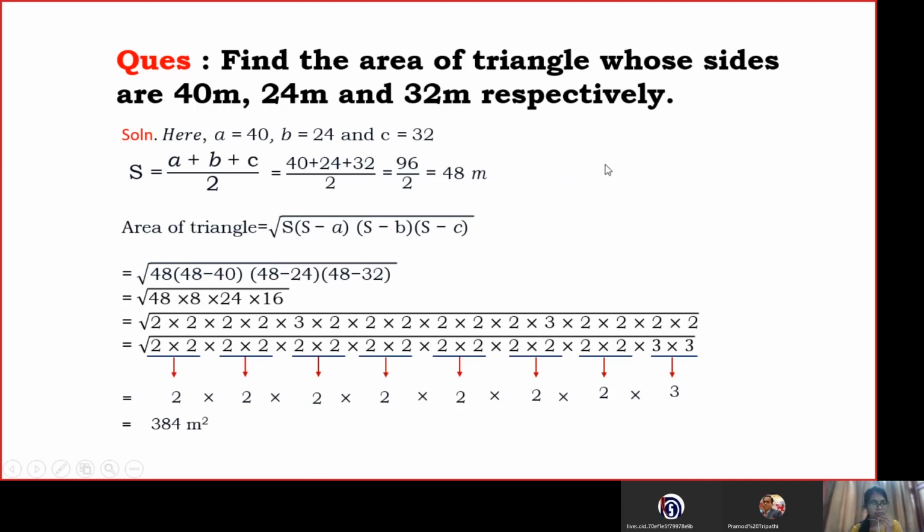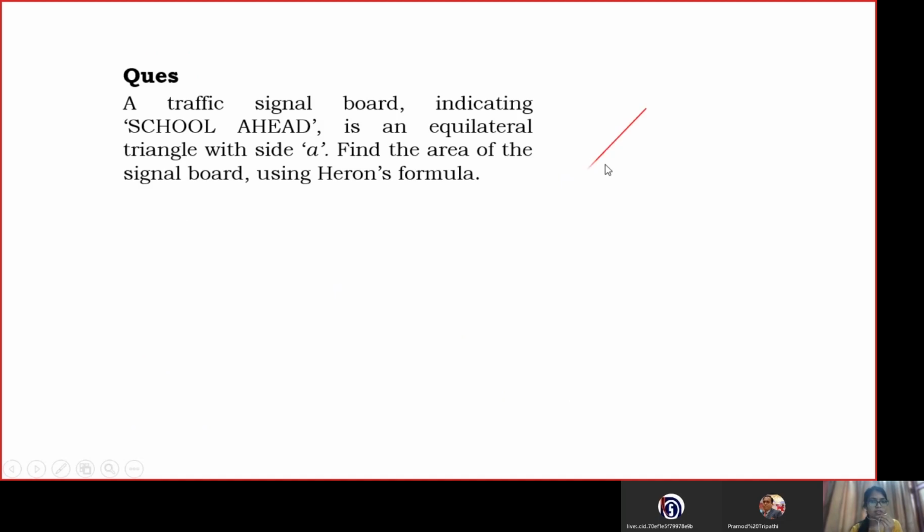Now let us move on to another question. This will answer the query of the child who asked to find out the area of the equilateral triangle. It says a traffic signal board indicating school ahead is an equilateral triangle with side A. Find the area using Heron's formula.